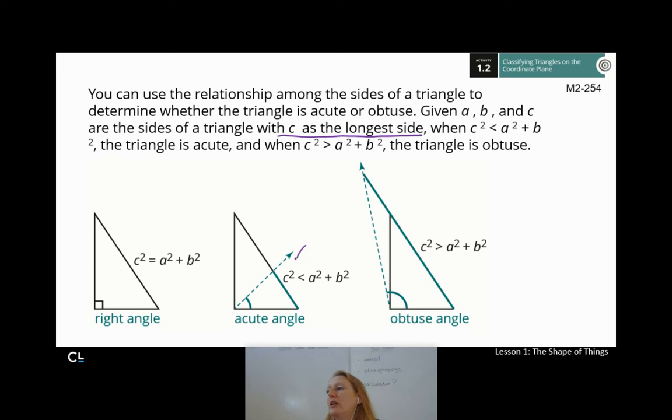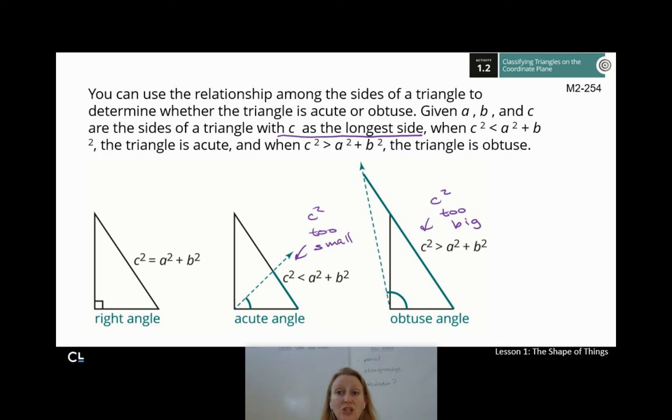If your C squared is too small, so your C squared is less than your A squared plus B squared, then that means you've got an acute angle going on and it's going to be an acute triangle. If your C squared is too big, this is on page 254, by the way, if you want to make some notes there. If C squared is greater than A squared plus B squared, that's bigger than a right angle, and that's going to be an obtuse angle, so you're going to have an obtuse triangle.